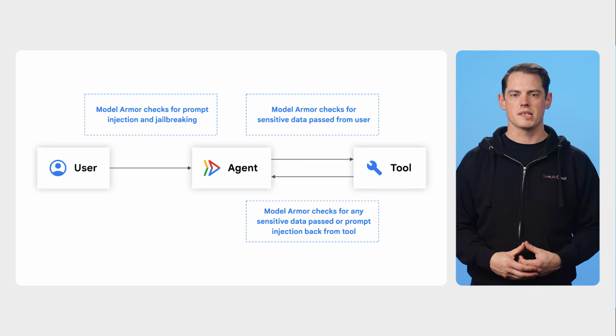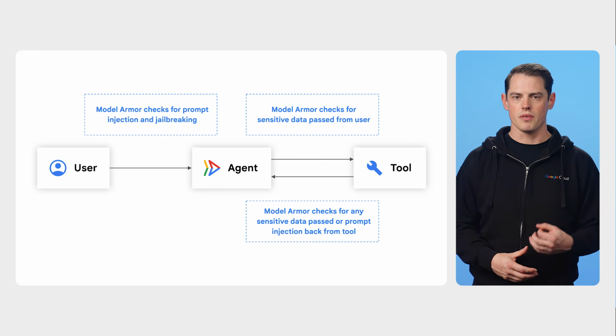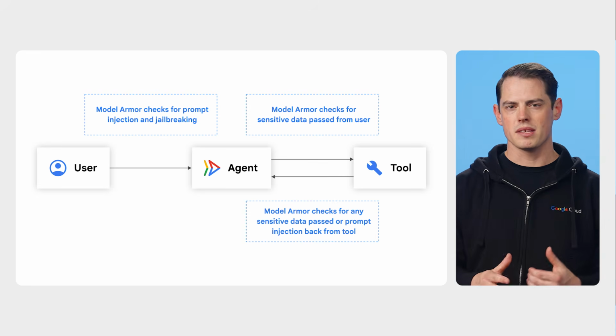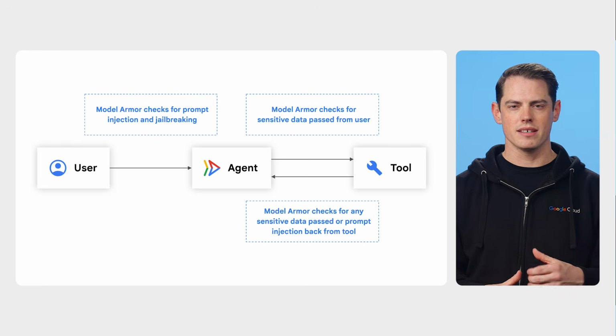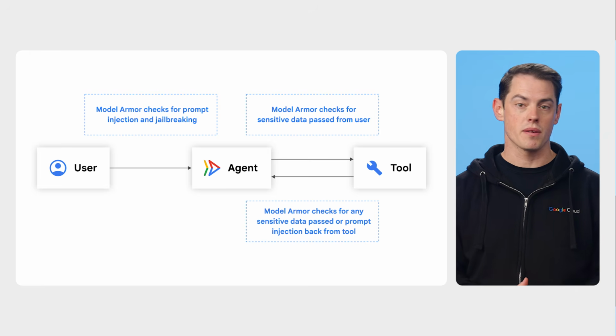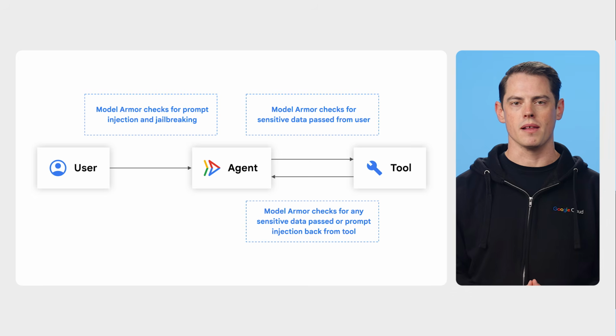Model Armor uses its sensitive data protection filter on the tool call response. This mitigates data exposure by redacting unintentional leakage of PII or other sensitive data from tool results before they're passed back to the LLM. See our other videos on how SDP can be used with the agents and AI workloads.